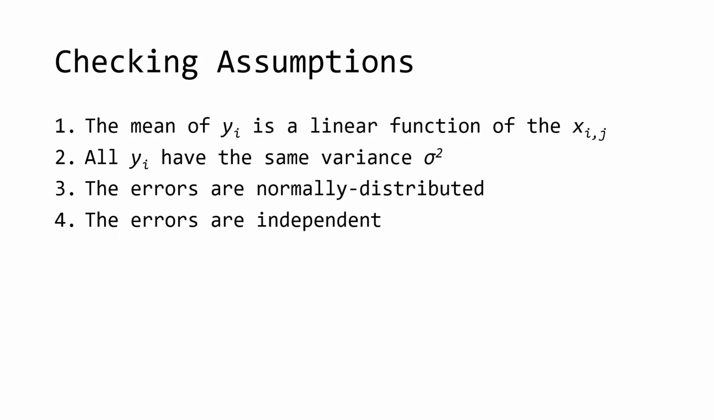The assumptions made in simple linear regression still hold for the multiple regression case and should be checked in the same way. You can check the linearity assumption using a fitted values versus residual plot. Constant variance can be checked using a scale location plot. Normal QQ plots can be used to check residual normality, and lag plots can be used to check residual independence.